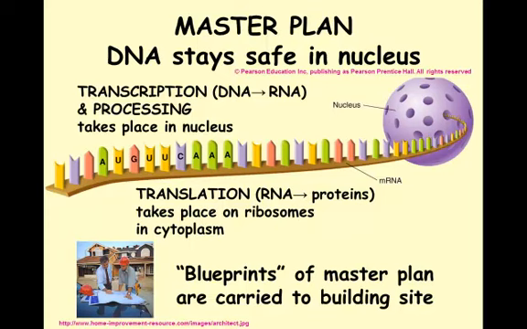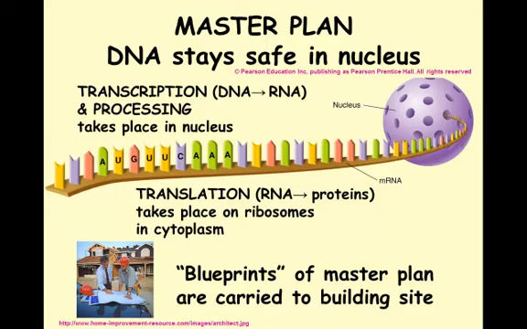So think of DNA as kind of like the master plan. When an architect makes a plan for building a building, the master plan stays in the main office, and copies are made of the plan with the directions that are sent out to the job site as working copies.